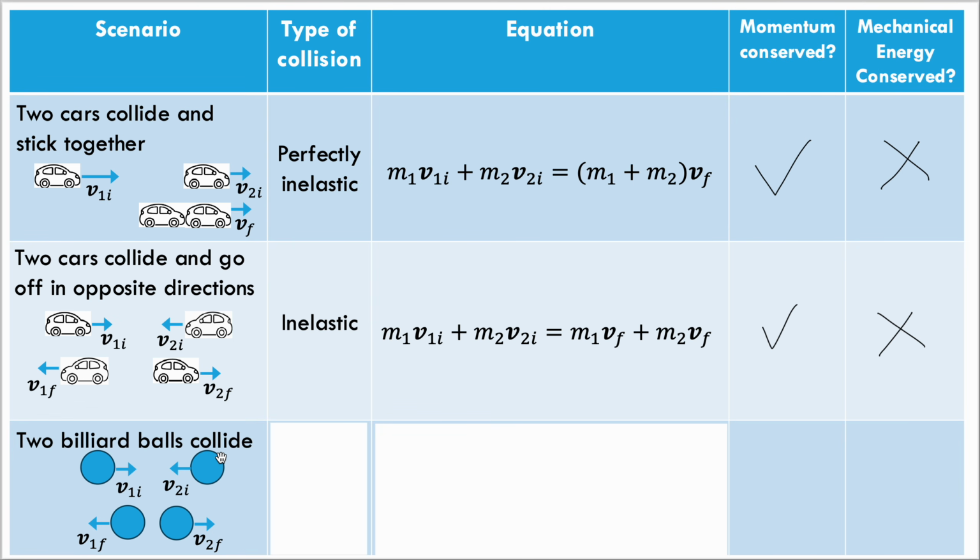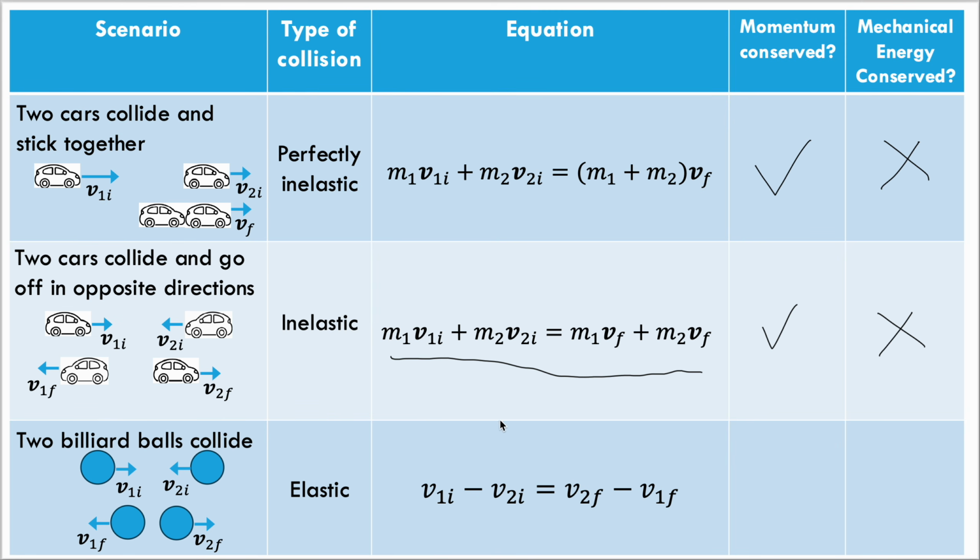And then the third scenario here is two billiard balls colliding. So they're going off in opposite directions. We're going to approximate this as an elastic collision because there's very little energy lost during the collision, very little deformation or sound created. For this collision, we can use the regular conservation of momentum equation, but we can also use this shortcut equation, which doesn't rely on mass, so it's a little bit easier to use. Momentum is conserved and energy is conserved for this collision.